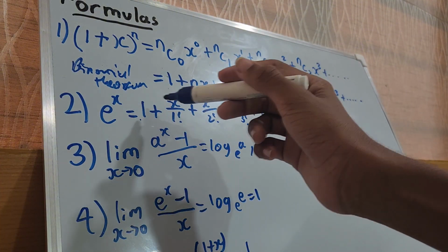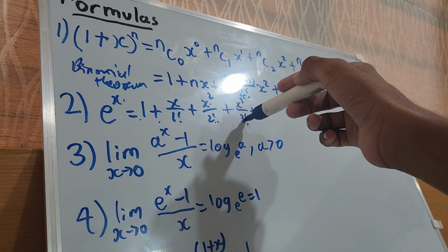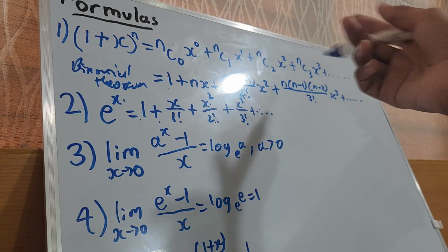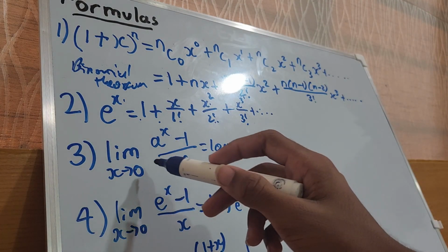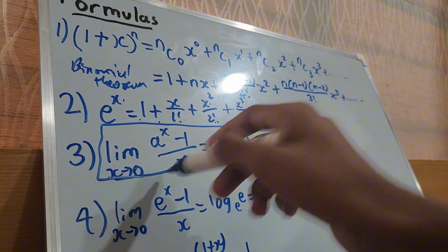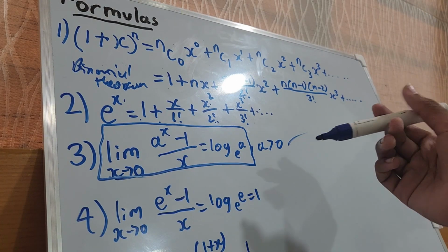And this, e to the power x, is 1 plus x by 1 factorial, plus x squared by 2 factorial, plus x cubed by 3 factorial, plus x to the power 4 by 4 factorial, and so on. And then this formula is the main formula for the problems I'm going to tell you today. So this is the main formula. You've got to study this formula.